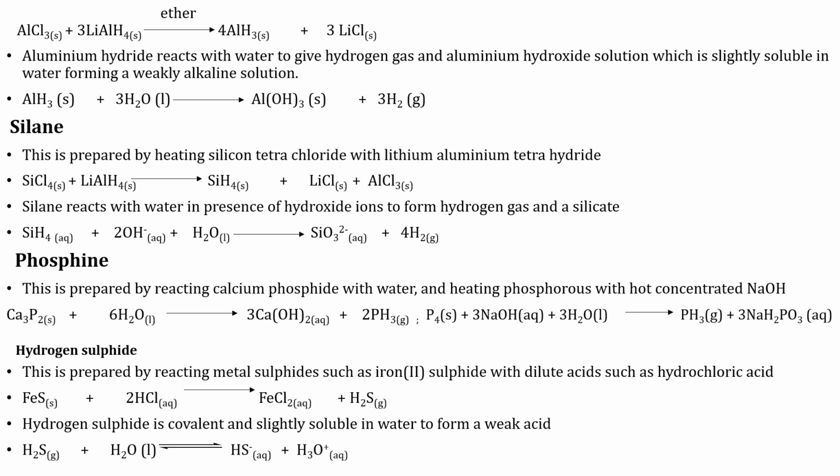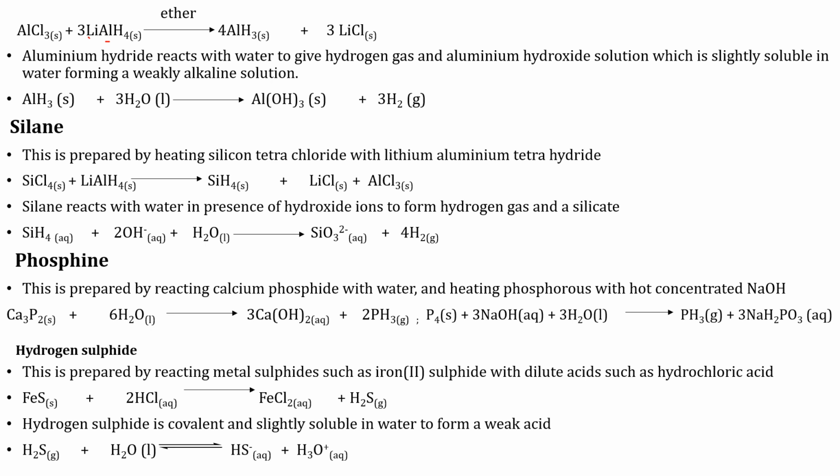So we are saying that aluminium hydride can be prepared when you react aluminium chloride with lithium aluminium tetrahydride. When you react aluminium chloride with lithium aluminium tetrahydride in the presence of ether, you are going to get the hydride of aluminium you are looking for. So that's how you can prepare it. Now this equation was not written properly. Yeah, I think it was written properly. Make sure that you write the symbols properly.